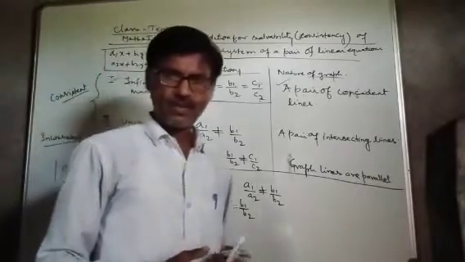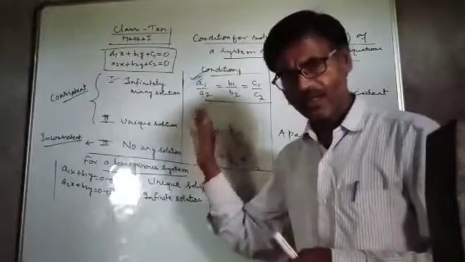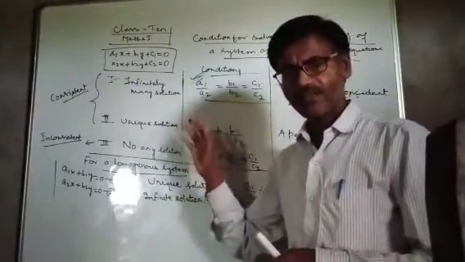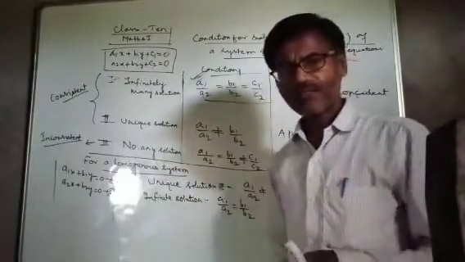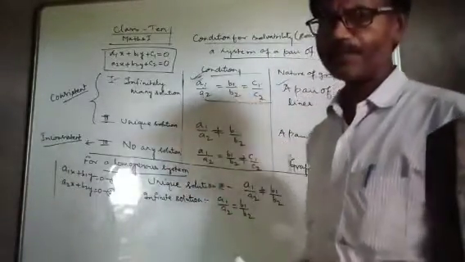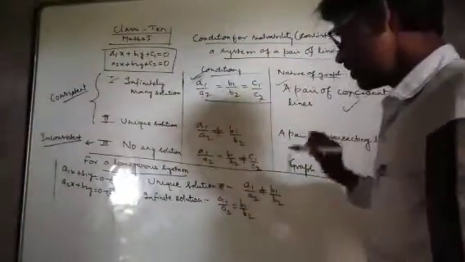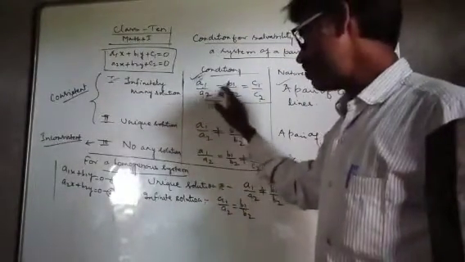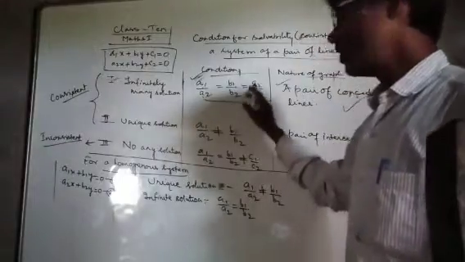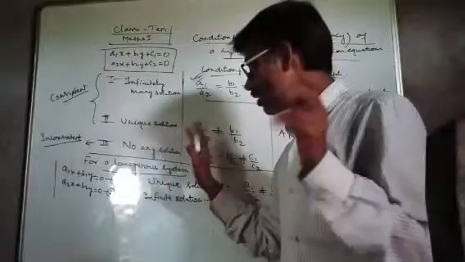Right? When we represent such a pair of linear equations by graph, the two graph lines overlap each other, coincide each other. Okay? So in this condition, graph lines are coinciding, and the condition is a1 upon a2 equal to b1 upon b2 is equal to c1 upon c2. Okay? Now second condition.